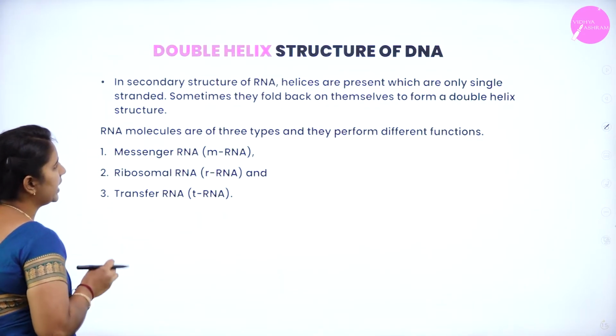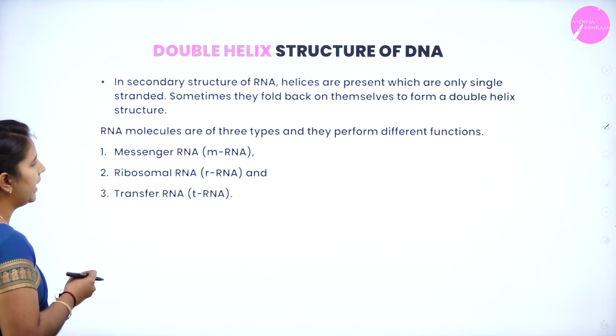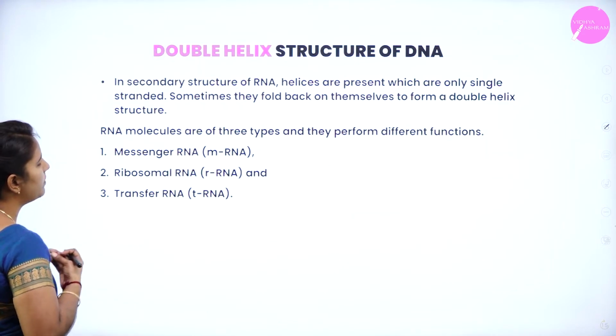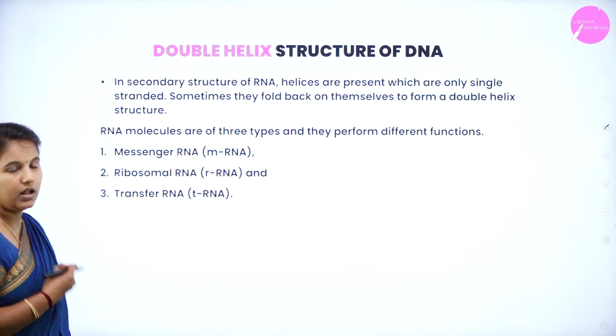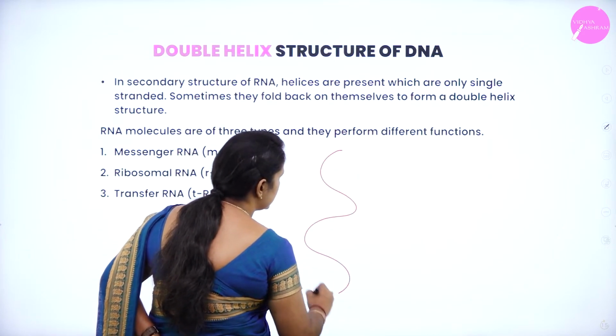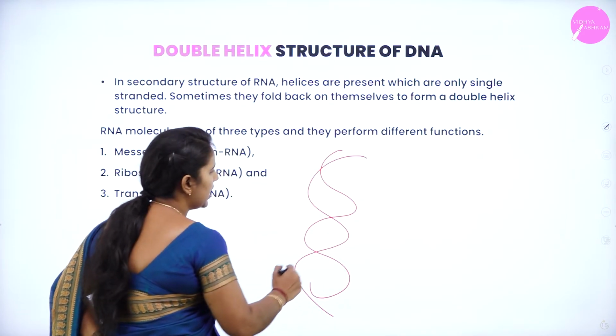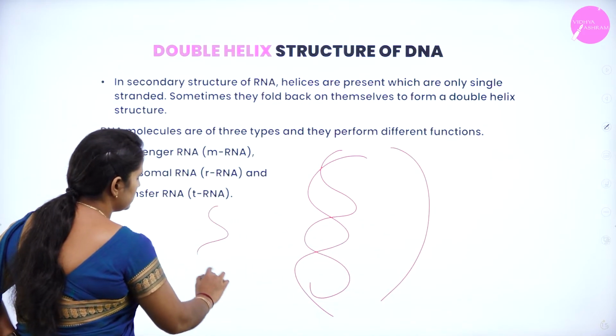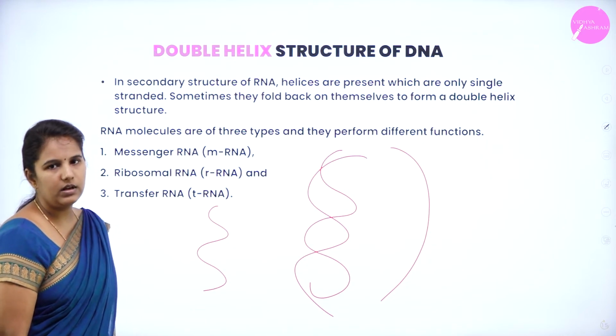Next is the secondary structure of RNA. The RNA helix is present only in a single strand. Sometimes they fold back on themselves to form a double helix. Always remember, DNA will exist in double strand, whereas RNA will exist in single strand. It may be like this also. Okay, it may be like this.